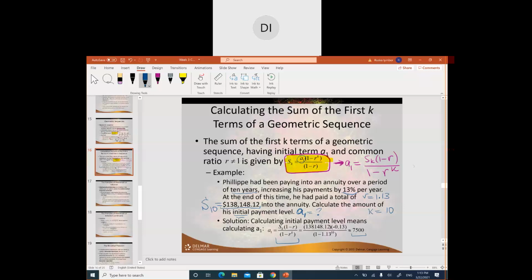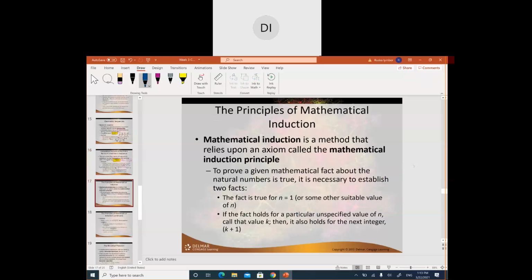Very good. Okay. So the next thing we're going to talk about is the principle of mathematical induction. What is that? Mathematical induction is a method to prove a formula. So this principle proves the formula.